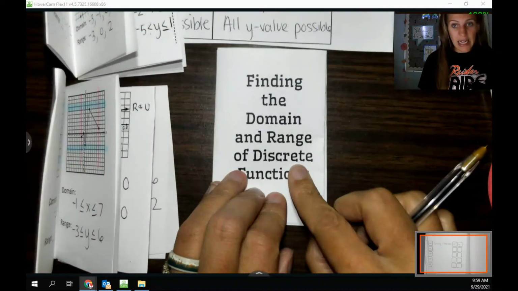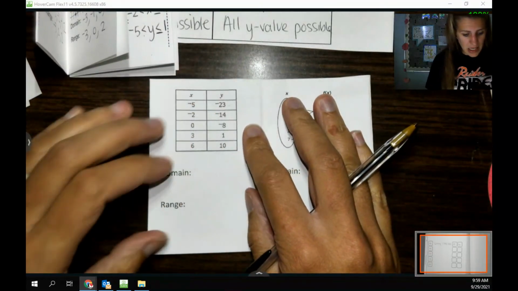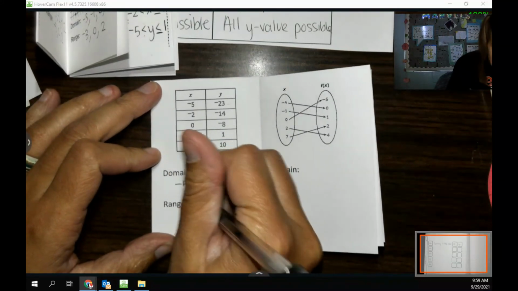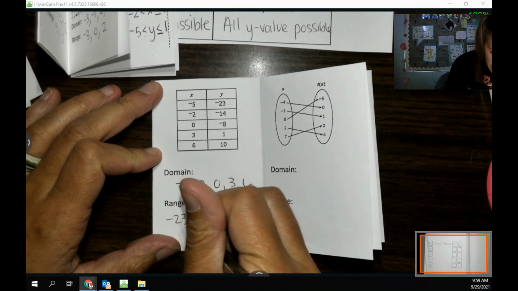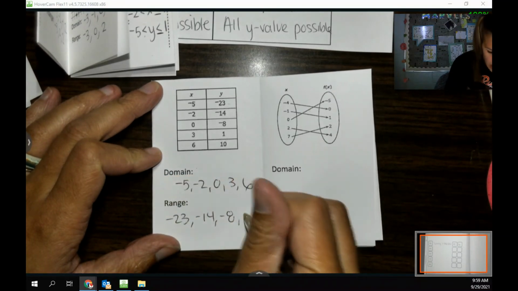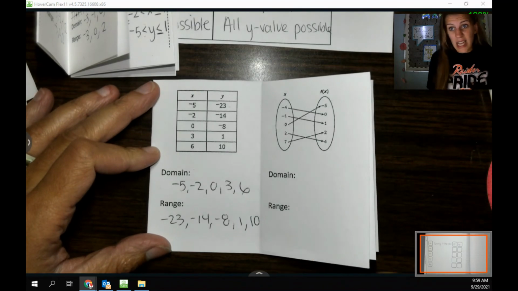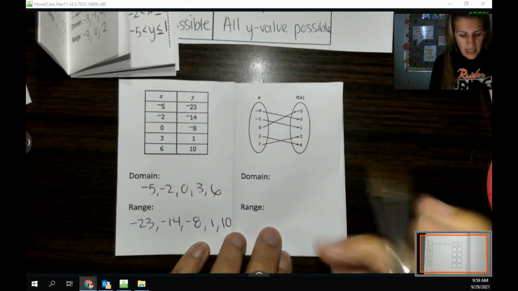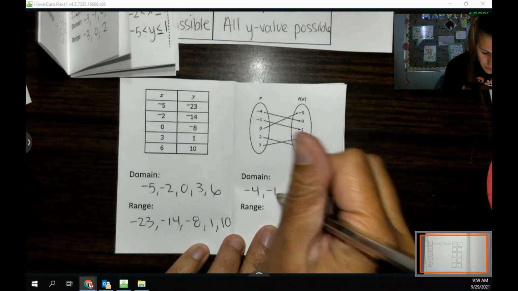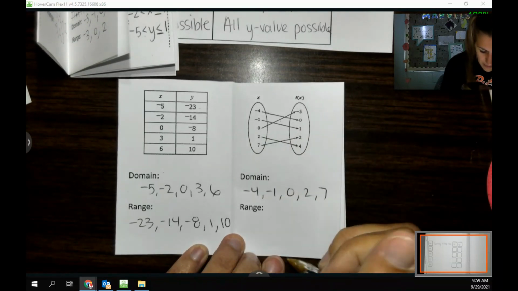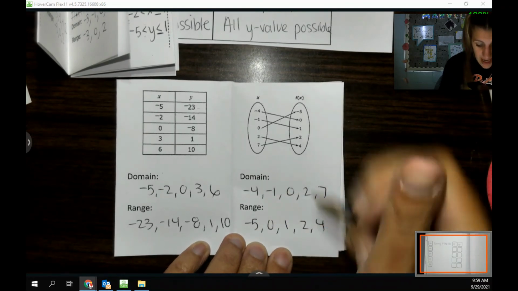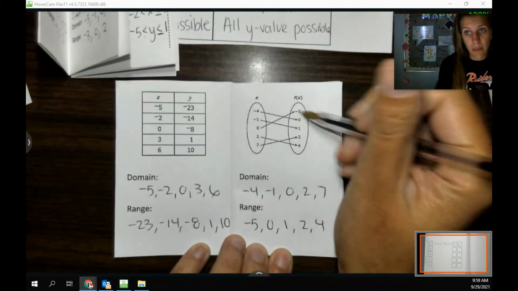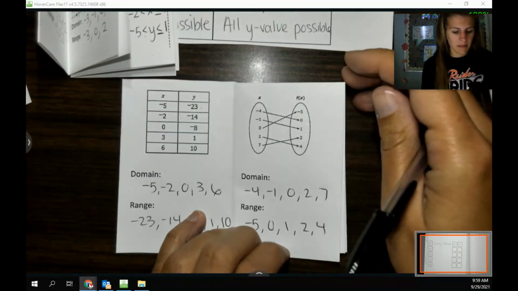If you're looking at discrete, these are going to be individual points. So these should be much easier to just list. Like here, the domain is -5, -2, 0, 3, 6. Range is -23, -14, -8, 1, and 10. Those are the only values. That's it. So you just list them. Here, your domain is -4, -1, 0, 2, 7. Range is -5, 0, 1, 2, 4. Because again, if you remember, inputs, outputs.